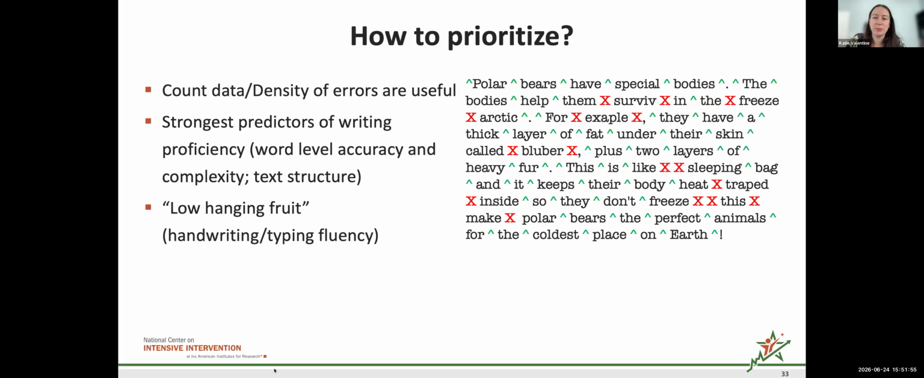So again, when you're wondering what to do, think about the count data, what's the strongest predictor of writing outcomes in these students, and then what might be those really more feasible or low-hanging fruit pieces that won't be a huge, huge ask.